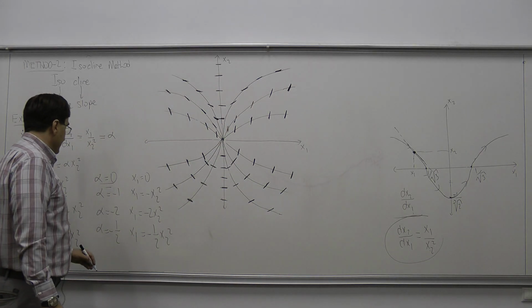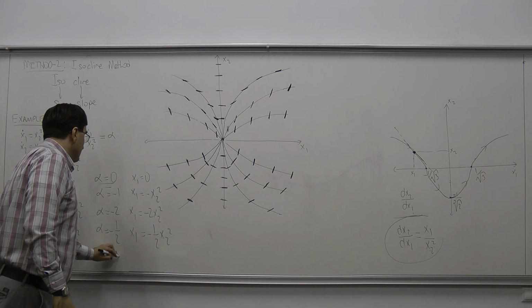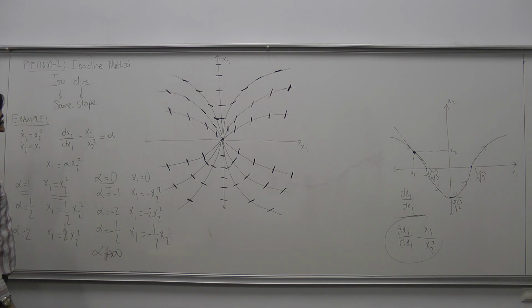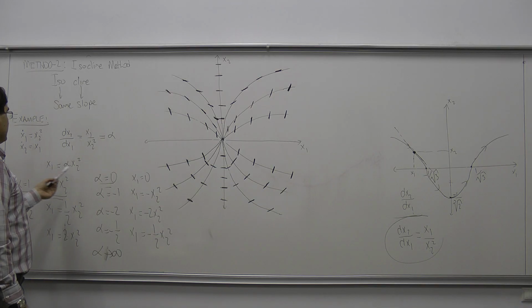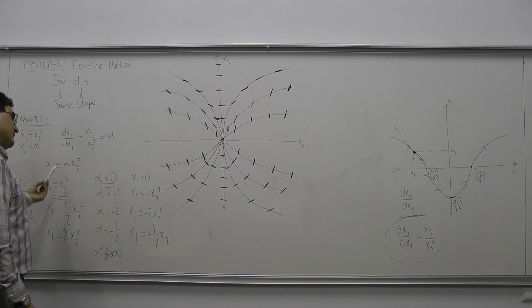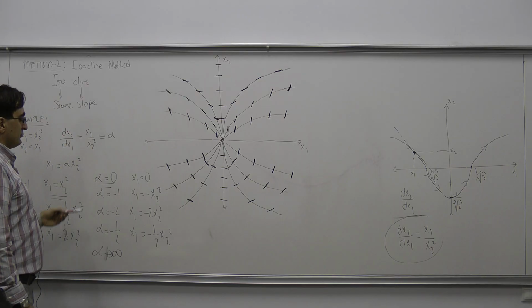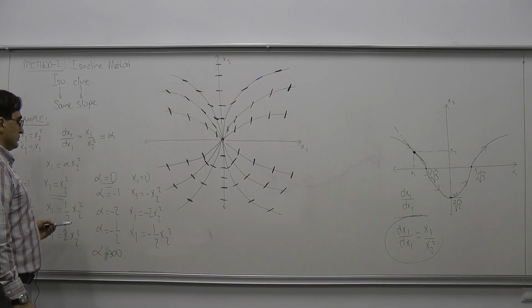Now, as a final thing, I will take alpha equals to infinity. So when alpha goes to infinity, what is the equation that I need to take? Here, in this case, it really doesn't make sense to take alpha infinity, because then I would get an equation x1 is equal to infinity x2 square. It is still meaningful, but in this original equation, maybe it's more meaningful to let alpha go to infinity.